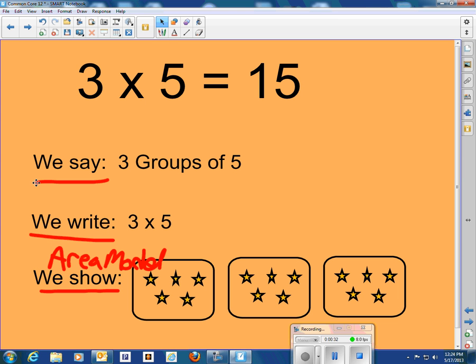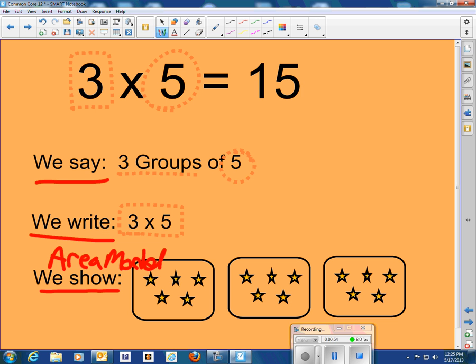Today we're going to learn that we say 3 groups of 5. The first factor is always going to be your groups. So we have 3 groups. Your second factor is going to be how many are in each group, and there are 5. And we're going to write it 3 times 5.